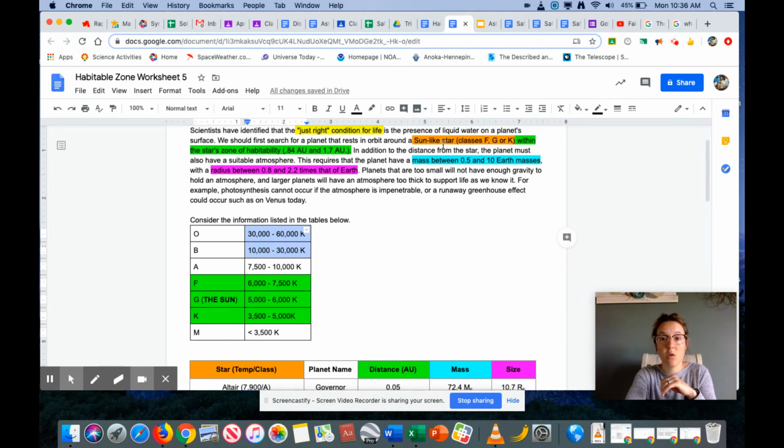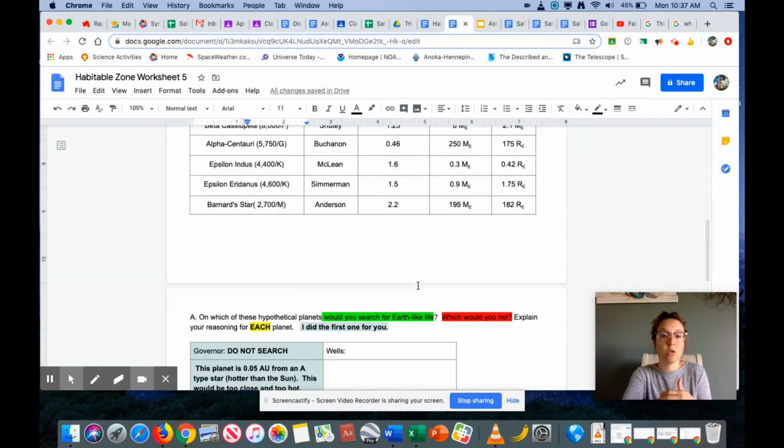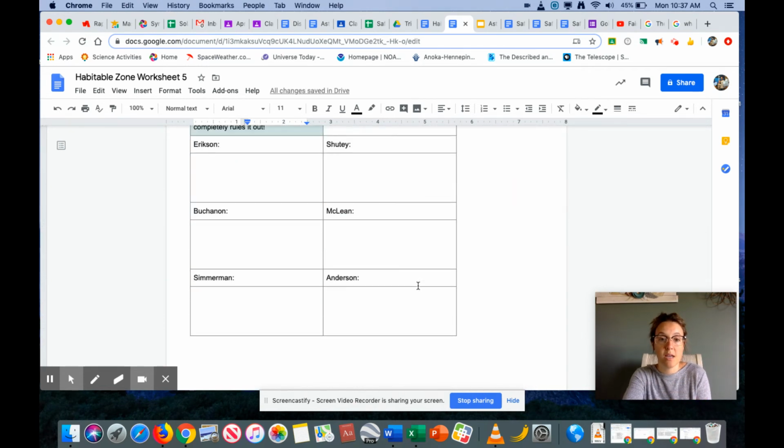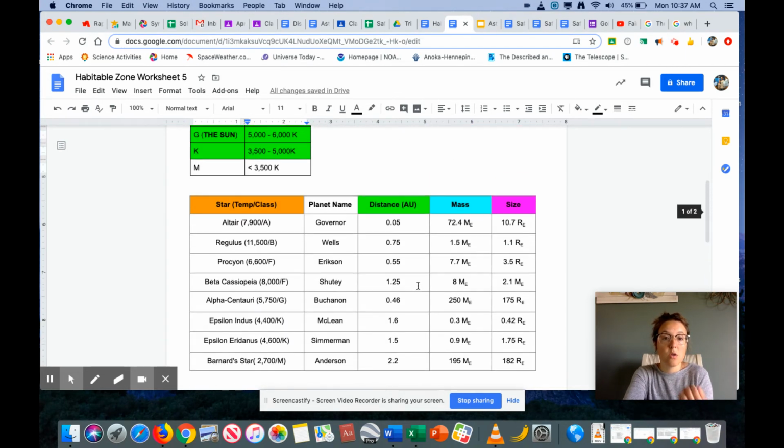So we're looking at those requirements. I highlighted those things, sun-like star, habitable zone, mass, and radius, down in this chart here. What you're going to be doing is going through all of those planets and saying, should scientists go search there? So I did this first one for you, Governor.